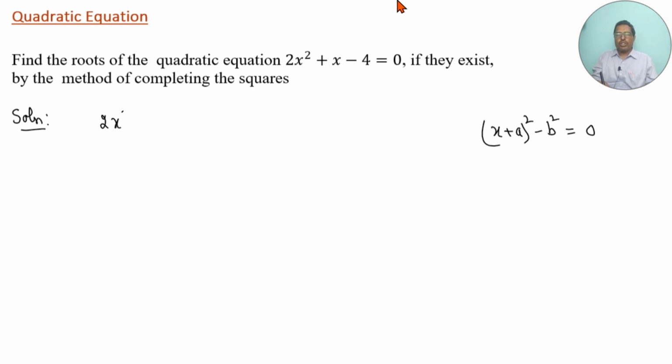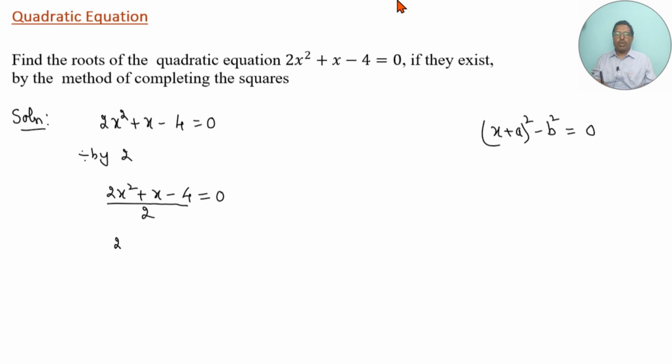Given the quadratic equation 2x square plus x minus 4 is equal to 0, our first step will be to see whether the coefficient of x square is 1 or not. Here the coefficient of x square is 2, therefore make it 1. How? Divide the entire equation by 2. So 2x square plus x minus 4 is equal to 0, divided by 2, left hand side as well as right hand side. 0 by 2 will be 0 itself.